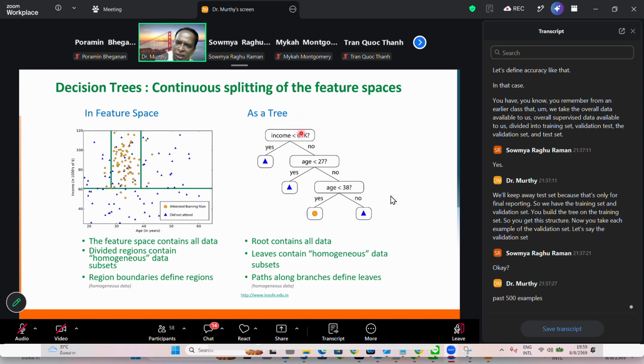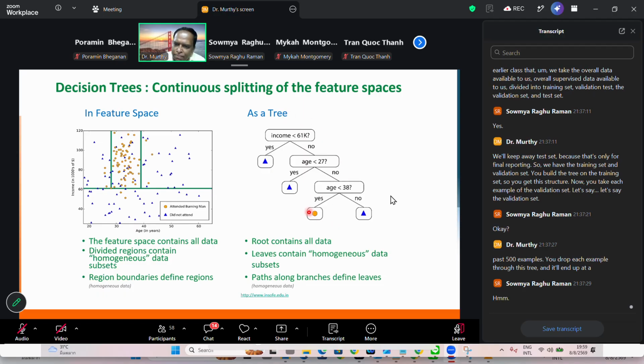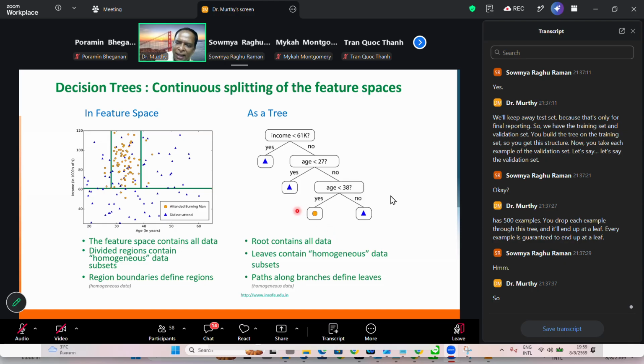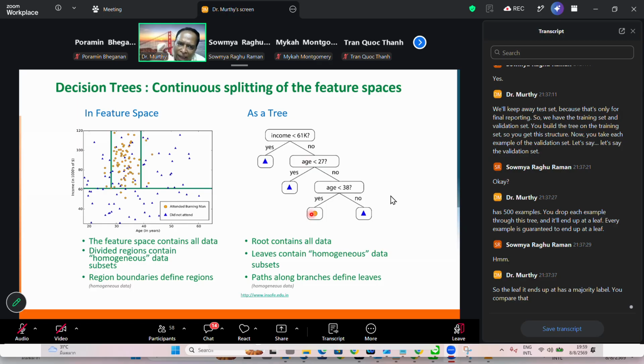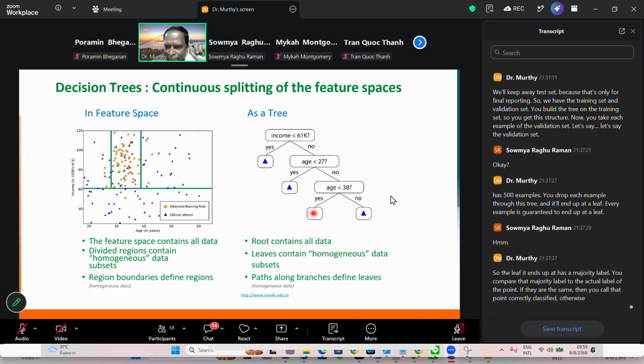You drop each example through this tree and it will end up at a leaf. Every example is guaranteed to end up at a leaf. So the leaf it ends up at has a majority label. You compare that majority label to the actual label of the point. If they are the same, then you call that point correctly classified, otherwise incorrectly classified.